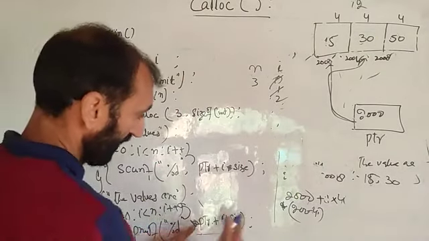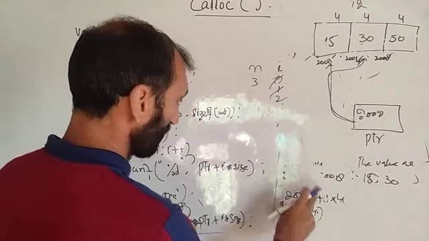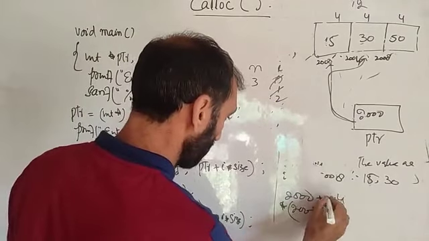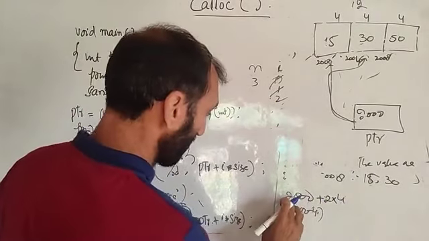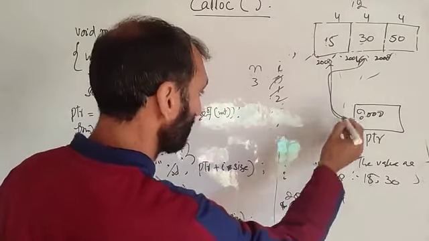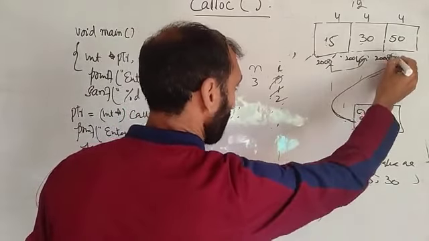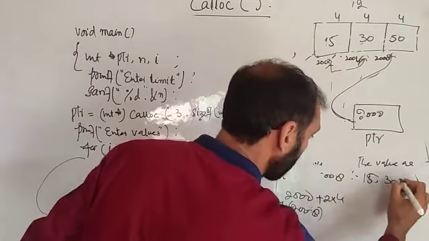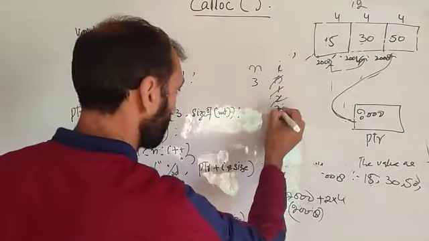Print here, again it will get calculated. Now ptr is 2000 plus i, which is now 2. 2 into 4 equal to 8. 8 plus 2000 equal to 2008. Now this pointer will move to the next location, that is this location. And the value at 2008 is 50. That will get printed. Now i plus plus, it will become 3.